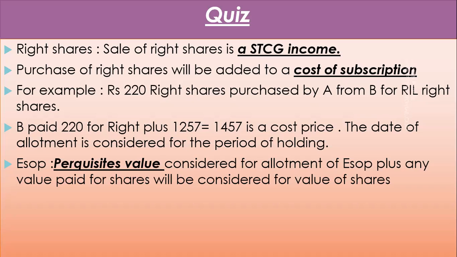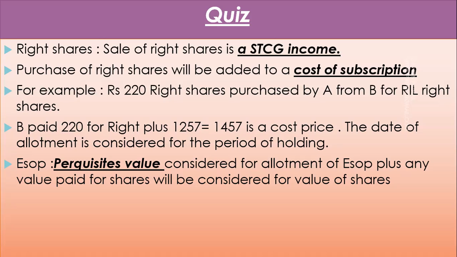For example, rupees 220 right shares purchased by A from B, RIL 220 would be added to the cost of shares purchased by A. So in the case of B, it will be a capital gain tax.